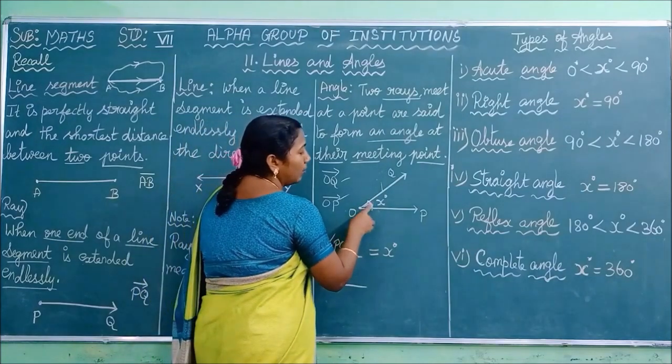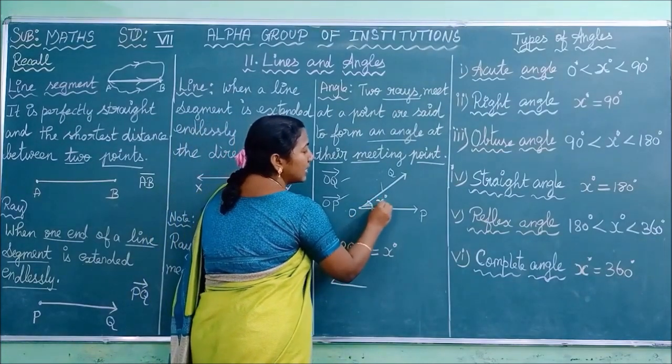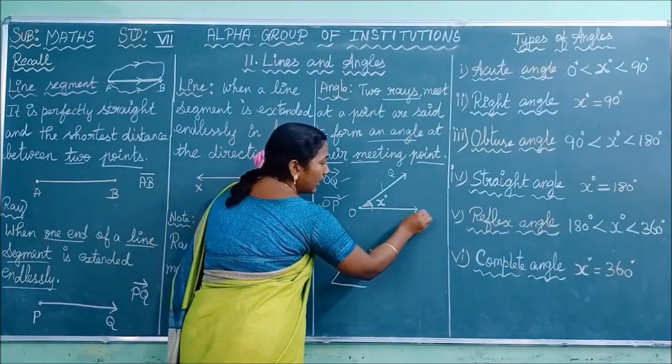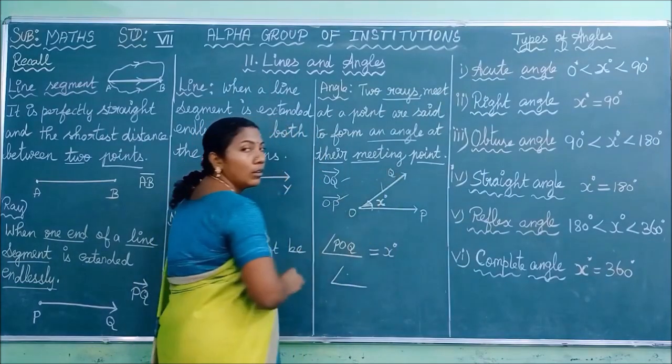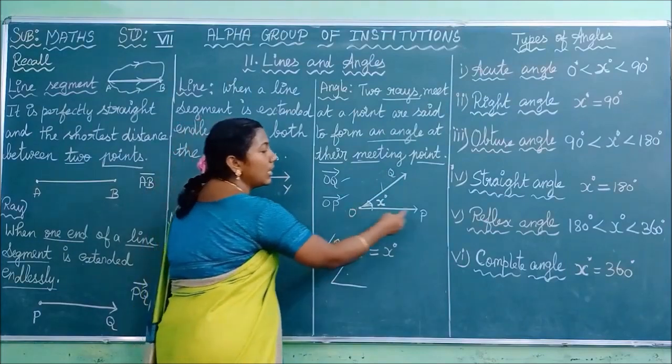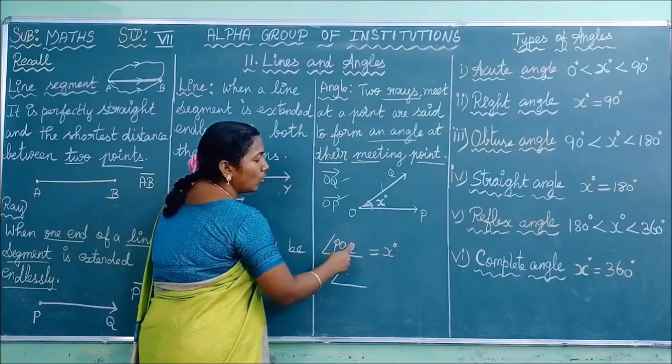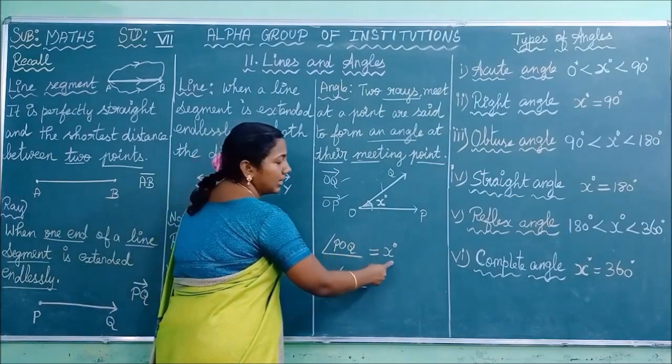How can you write the name of the angle? The angle is x degree. We can name it by using the rays. How can you write it? POQ. How can you write the name of this angle? POQ. See here, angle POQ is equal to x degree.